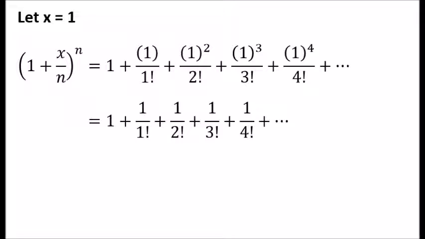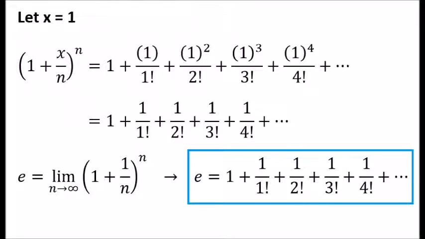Let's take the infinite series we just derived from the binomial expansion and set x equal to 1. That leaves us with an infinite series as seen here. It is the sum of 1 over n factorial, where n is every positive integer. But wait a minute, we have seen in previous lessons that the number e is equal to the same limit as n goes to infinity. So it is that this infinite series converges to e.